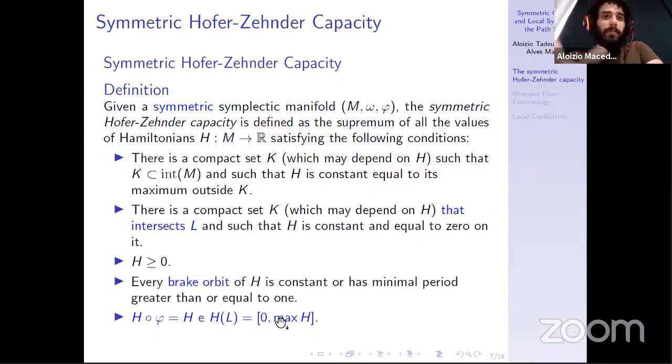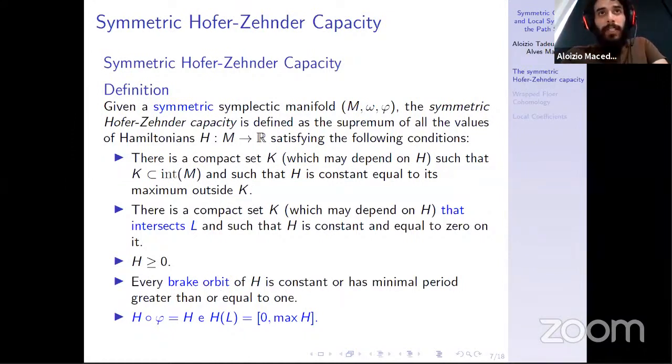To give a quick rundown of why we need this condition: when we prove that result, we need to parameterize a region by going through the energy levels of the Hamiltonian. Since we are talking about break orbits here, not only periodic orbits, we must require that these energy levels all intersect the Lagrangian somewhere. Otherwise, this condition would guarantee nothing to our argument. Okay, this is the definition of the symmetric capacity.